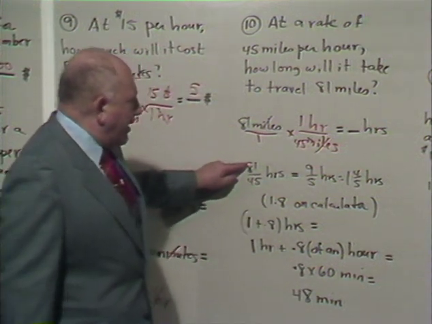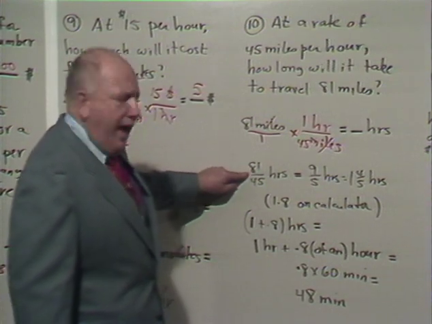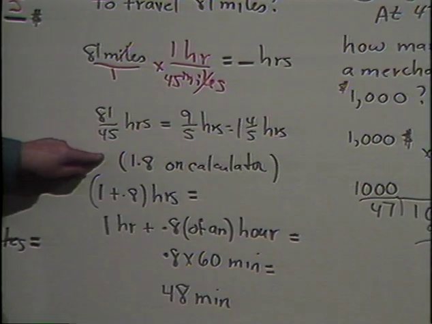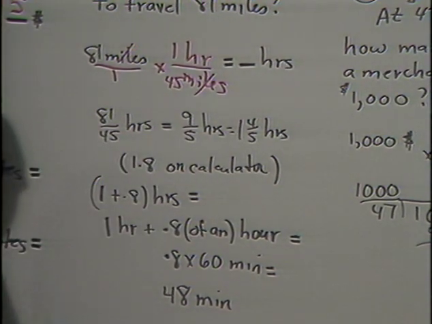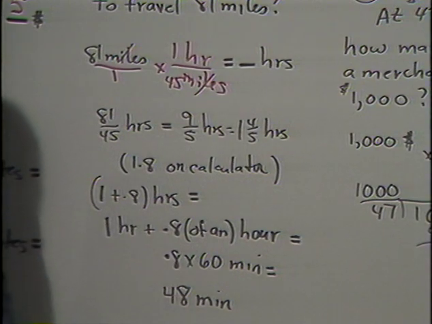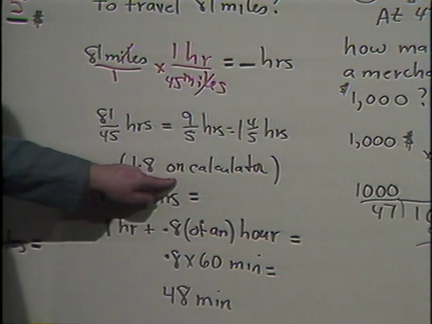And by the way, on a calculator, how would you do this? You would take 81, press the division sign, enter 45, press the equal sign, and the answer would be what? 1.8 on the calculator. But what would the label be? 1.8 hours. And I'm going to come back to that in a minute. Let me just show you the long way of doing this without a calculator.